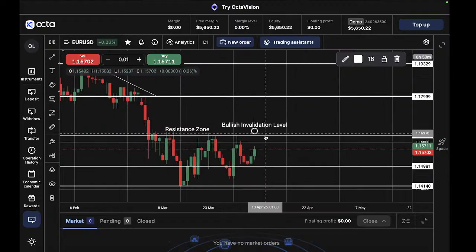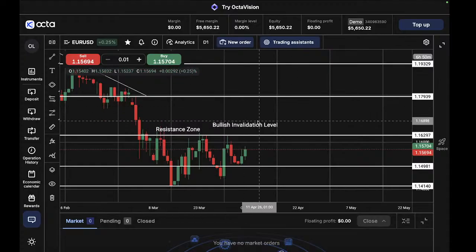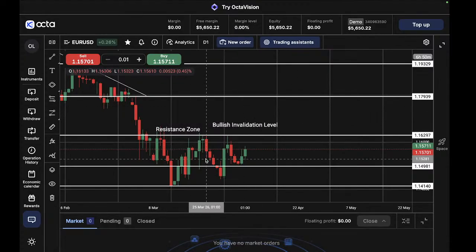So why is it a bullish invalidation level? You can see price coming up here, being pushed back, came up here, being pushed back. So this level is where the bulls are being pushed back. All right, so we call it the bullish invalidation zone.